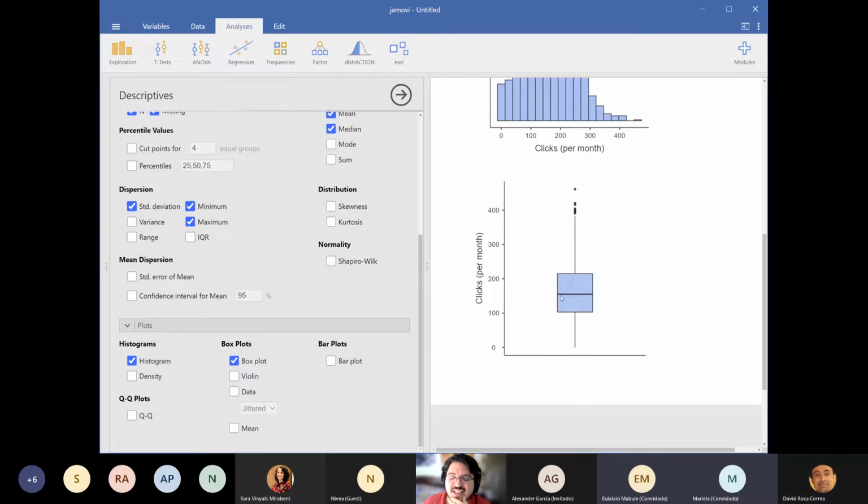Okay, so the median, yeah, exactly. The median is represented by this midline. It separates the data. Below it is 50% of the observations. Above it is 50% of the observations. And inside the box, we also have 50% of the observations. The remaining 25% are below the box, and the remaining 25% are above the box.